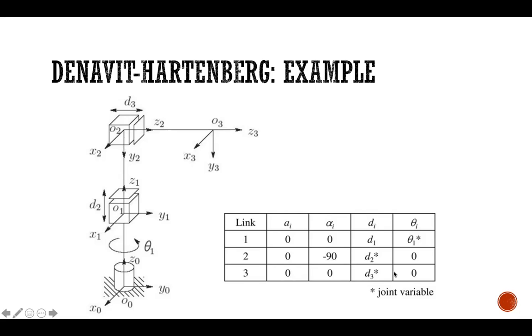This way, we filled in the four parameters for the three joints, and by filling in this table, we have concluded, after defining the frames, the Denavit-Hartenberg formalism.